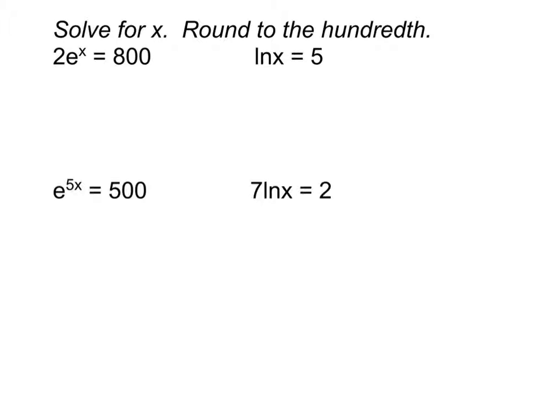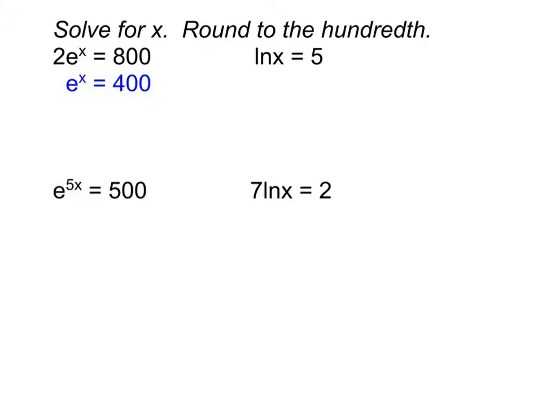First step, we always want to get the exponential by itself, right? Well, in this case, the exponential is the e to the power of x. Remember, e represents an actual number. It's not a variable. It actually represents a number here. So to get that by itself, I'm going to divide both sides by 2. And now I have e to the power of x equals 400.